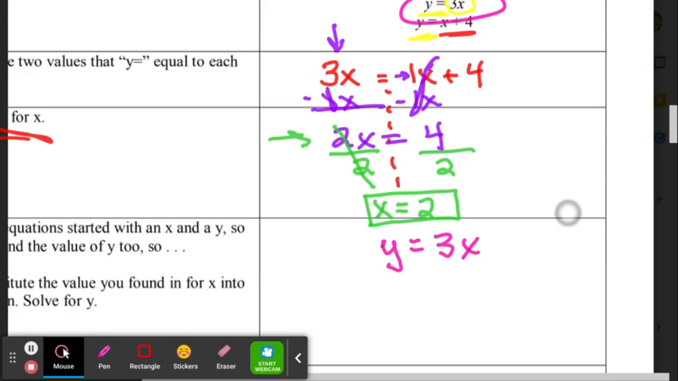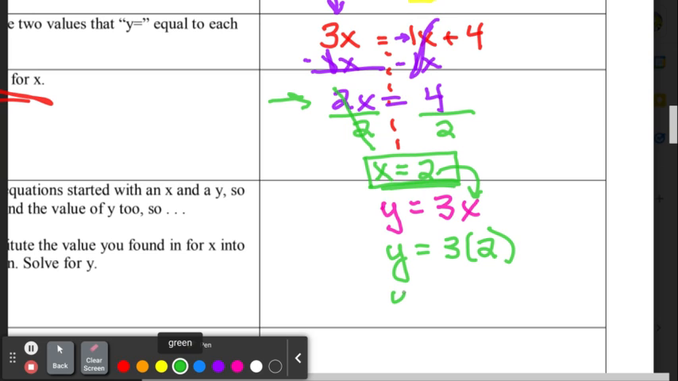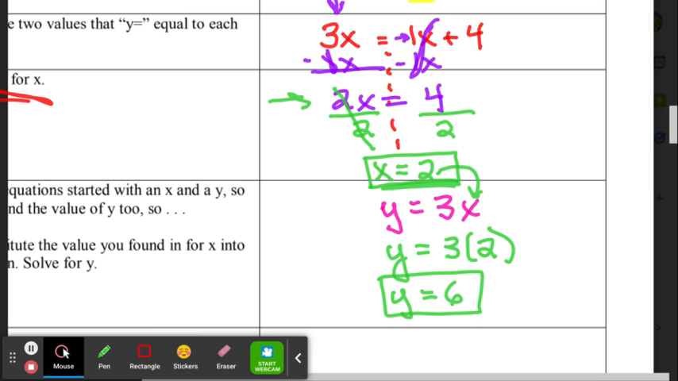Now, I'm going to substitute my answer, x equals 2, that's going to go right there. Sorry about my dogs. y equals 3. 3x means 3 times x. So 3 times 2. y equals 6. So what we've done is we've just solved our system. x equals 2 and y equals 6.